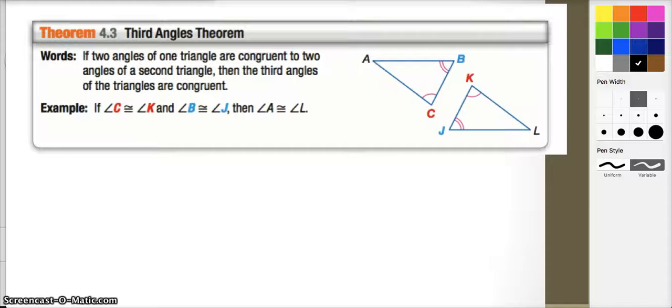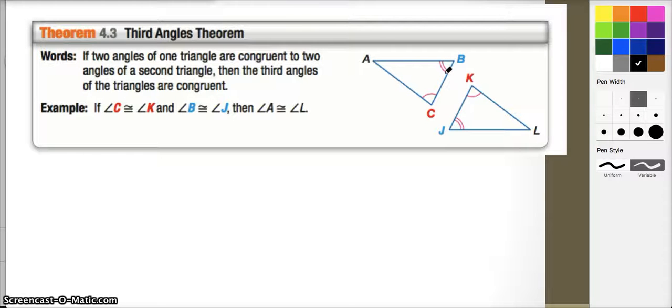Let's stop and take a break and take a look at this theorem. It's called the third angles theorem. If two angles of one triangle are congruent to two angles of a second triangle, then the third angle must be congruent in the triangle. So let's think about this. I'm sorry for my silliness. Let's be serious. This is serious business.